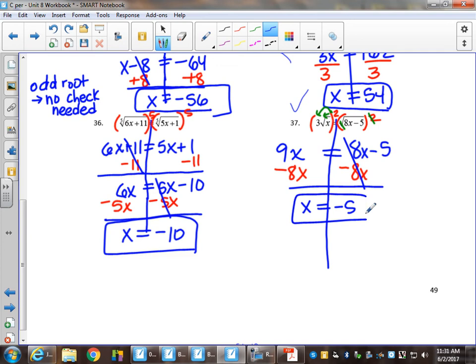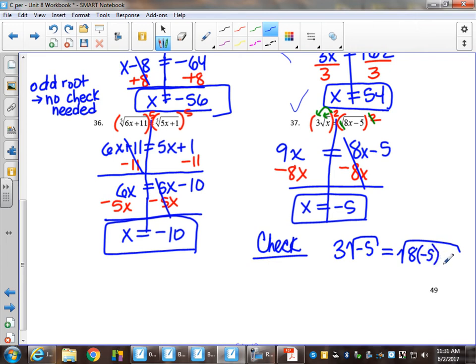Okay. Yes, we have to check. Why do we need to check? Even roots. Let's do a check. We're going to plug into our original equation. So this becomes 3 times the square root of negative 5 equals the square root of 8 times negative 5 minus 5. Anybody see a problem? Yes. Where's the problem? Can you take the square root of a negative? We crossed this one out. Did you have any other answer to check?